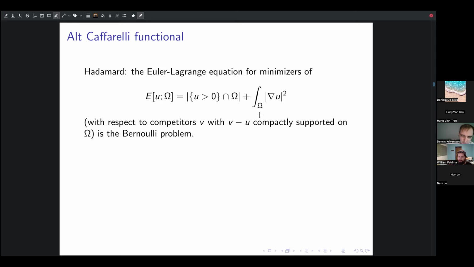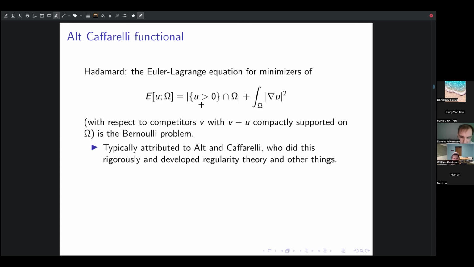So you can write down this energy, right? So fix your domain, and you can write down this energy. Before I was talking about entire solutions, but let's fix a domain to do this locally. And this is the energy. You can compute the first variation of it. So this is the energy: the Dirichlet energy plus the volume of the positivity set. And okay, so if I look at the first variation of this energy, you can compute it, and you just get this Bernoulli problem.